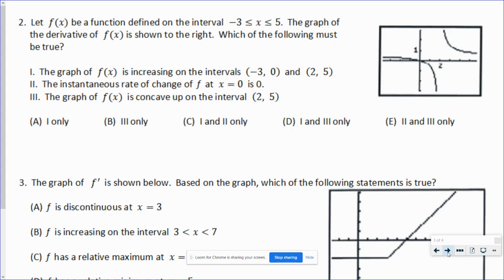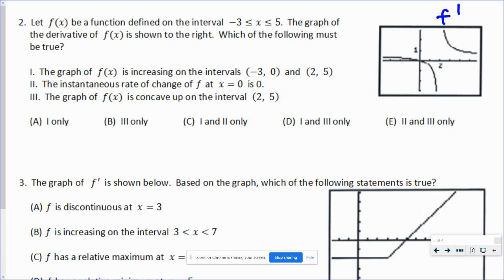Number 2, let f be a function defined on the interval -3 to 5. Graph of derivative of f. So I'm going to make a quick note to myself, hey, this is f prime. Graph of derivative of f is shown to the right. Which of the following must be true? Okay, let's take these one at a time. Number 1, graph of f is increasing on the intervals -3 to 0 and 2 to 5.